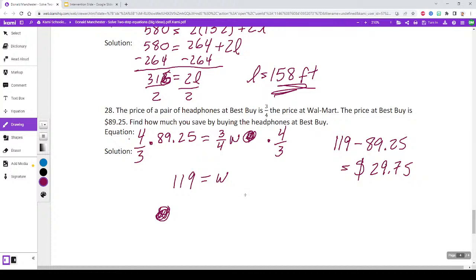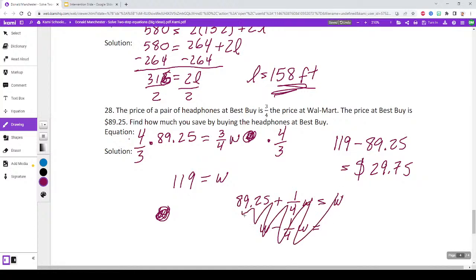I think what I could have done, we could have done 89.25 plus 1/4 of the Walmart price equals the Walmart price. We could have done that, but I don't like that because that's kind of awkward. I could have gone Walmart price minus 1/4 of Walmart price. You know, that's more work than I need to do too. So I'll have to think about the best way to actually create that equation, and I don't have it right now. So hopefully this video helps you.